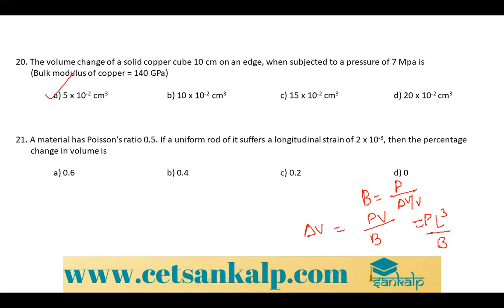Okay, so next problem. A material has Poisson's ratio 0.5. If a uniform rod suffers a longitudinal strain, then the percentage change in volume. As the Poisson's ratio of the material is 0.5, there is no change in volume. So finally it is option D, since it is 0. Okay, next.